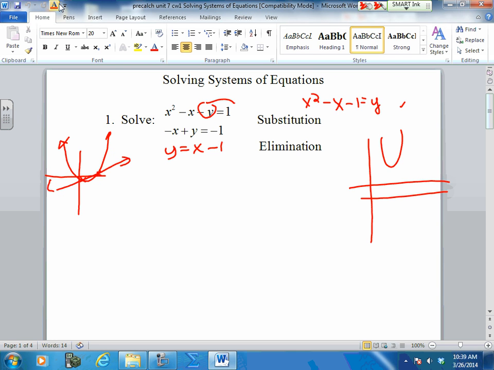Now, algebraically, we have a few different ways to do this. One of the easiest ways, especially since you put it in your calculator already, is to set the y's equal to each other. You have elimination, you have substitution. This would be a substitution. Substitute for y. Or just make your y's equal each other, if it's possible.